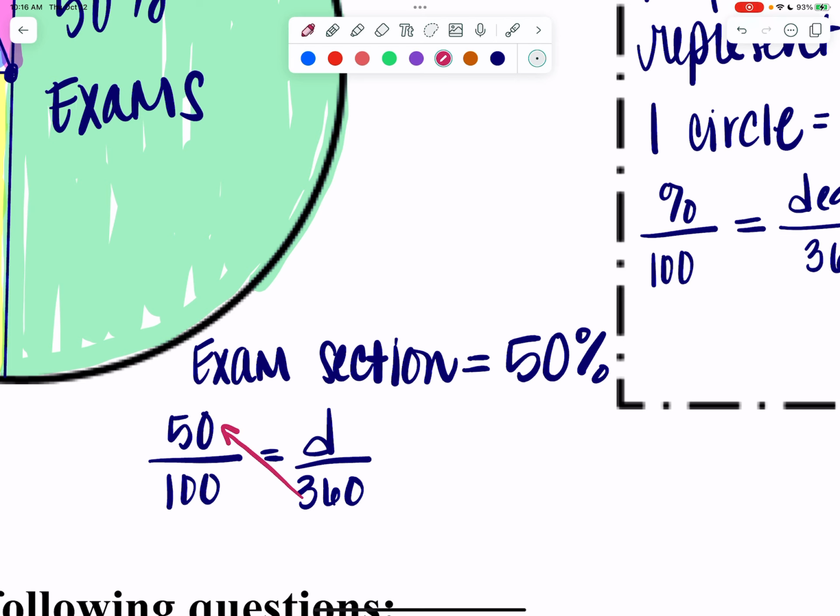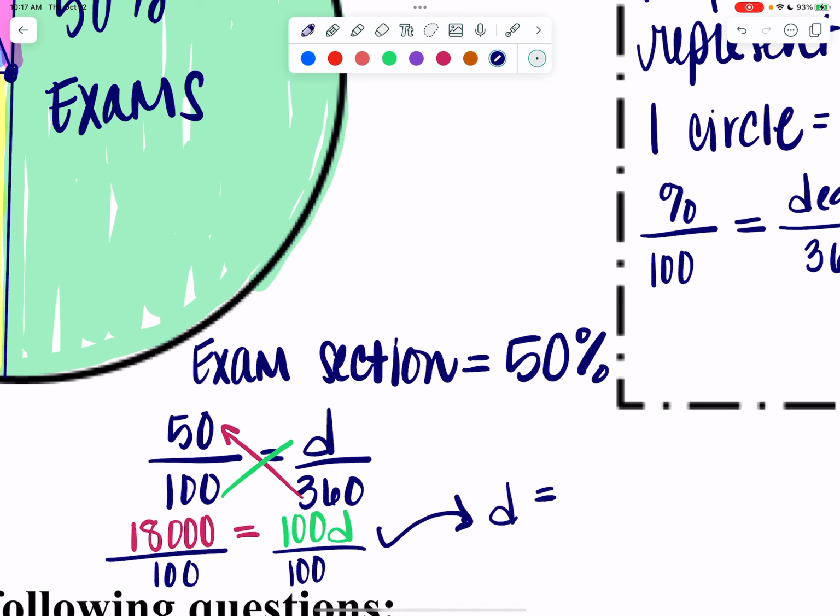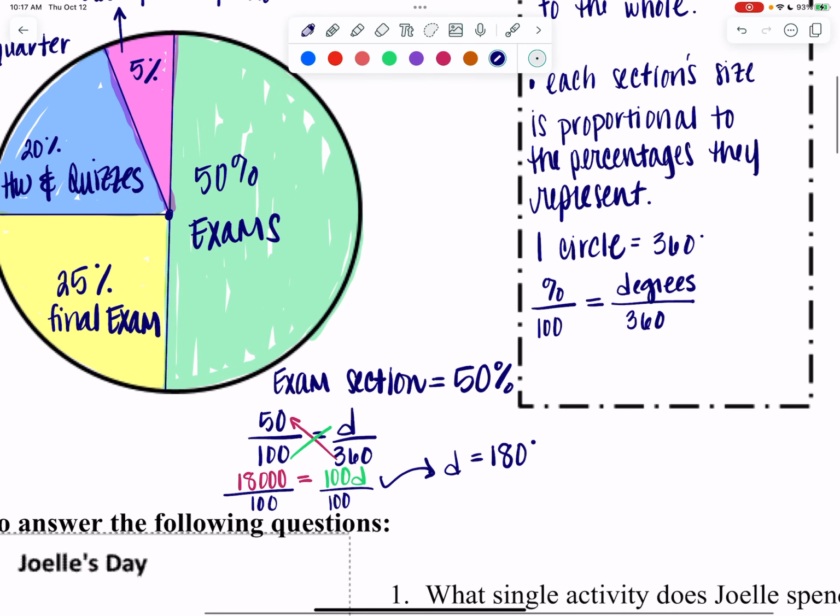I'm going to pull out my handy dandy calculator over here because you don't want me to do that in my head. 50 times 360 is 18,000. I'm going to multiply the other way. And I want d by itself, so I'm going to divide by 100. That tells me that I need 180 degrees of that circle for my 50% of exams.